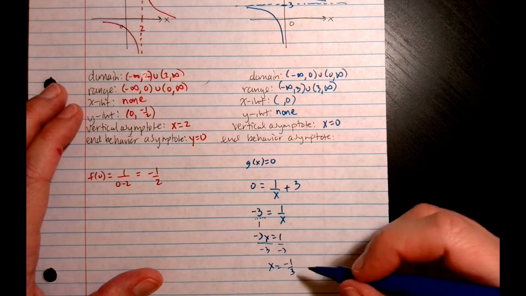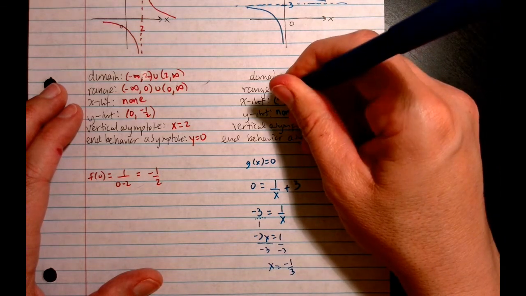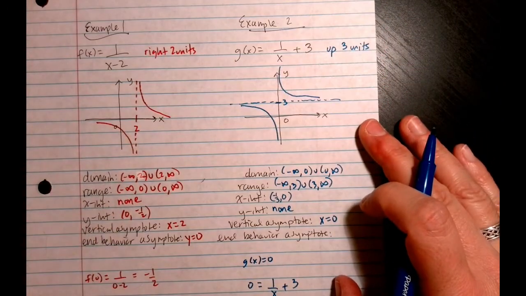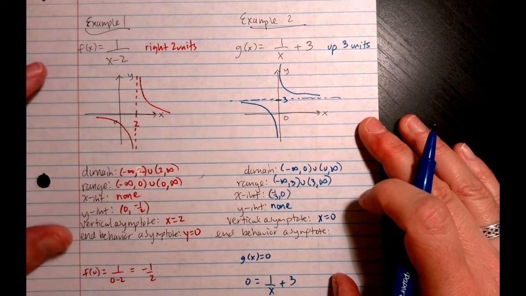Now, what did all this work give us? It gave us our x-intercept. And -1/3 should make sense to us because it is on the negative side.